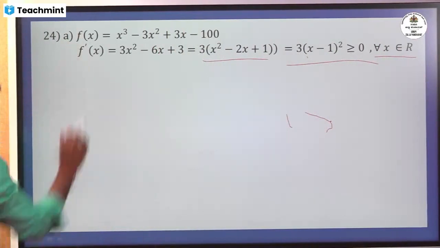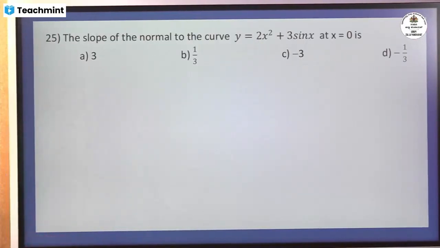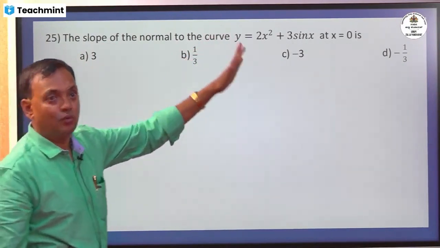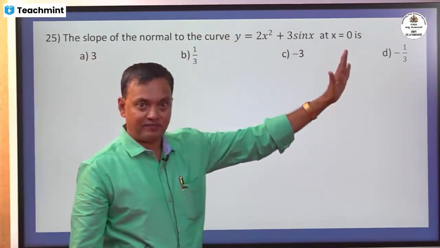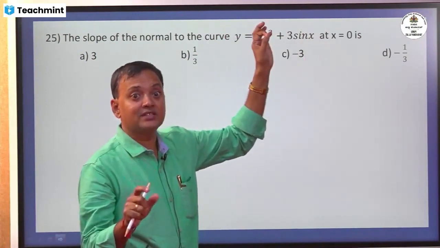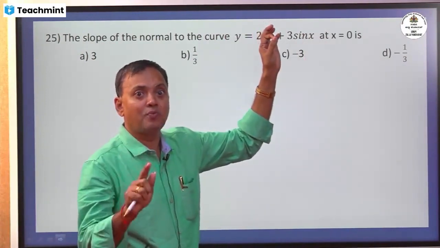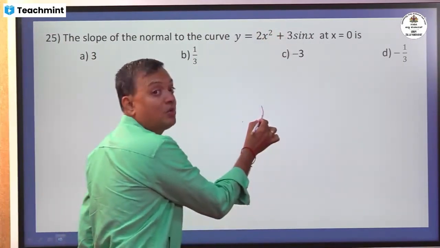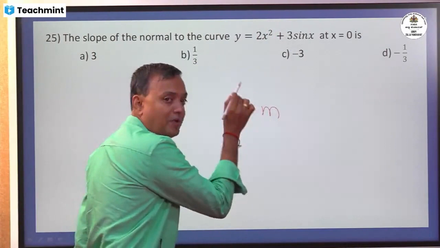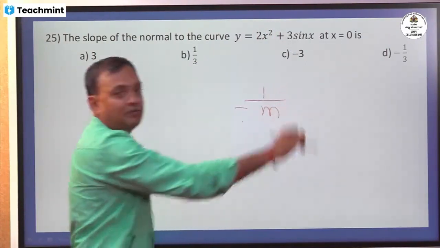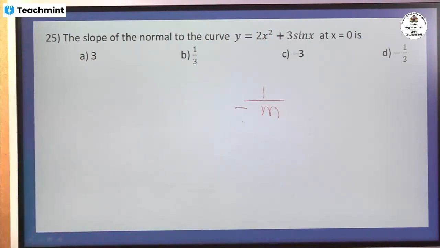So the answer is A. Next question. The slope of the normal to the curve. Very simple question. Slope. First find dy by dx. Put x equal to 0. We get dy by dx, which is not the slope of the tangent, but the slope of the normal. If the slope of the tangent is m, then the slope of the normal is minus 1 by m. Very simple question.